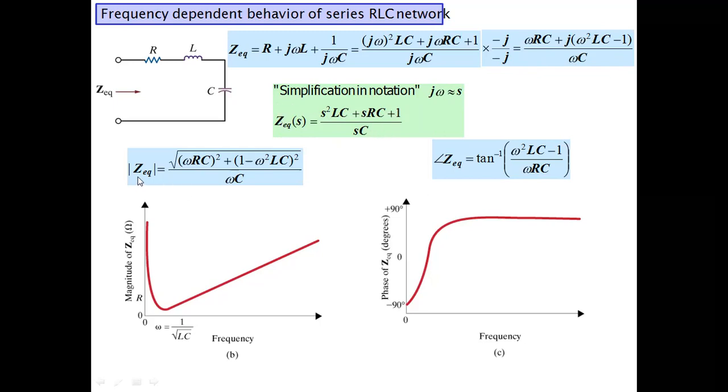If you are solving the modulus for Z equivalent, you will get omega RC square plus 1 minus omega square LC. I am writing this equation again, upon 1 minus omega square LC whole square root upon omega C. So if you are solving in the form of polar, you will get the angle of Z equivalent equal to tan inverse of omega square LC minus 1 upon omega RC.